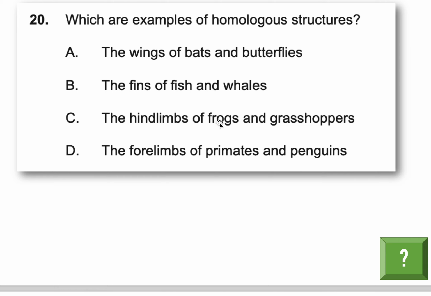So C, the hind limbs of frogs and grasshoppers. Again, same function. Frogs are meant to jump. Grasshoppers like to hop or jump. So it's the same function. It's not going to be this one. D, the forelimbs of primates and penguins. Okay, so primates is basically like monkeys, humans, these kinds of things. And we can see that the forelimbs, so our arms, have a different function than that of a penguin, right? A penguin uses them to swim and stuff like that, whereas a human uses them to pick things up, move things around, climb, whatever. So it's going to be this one because they have a different function. So it's going to be D.